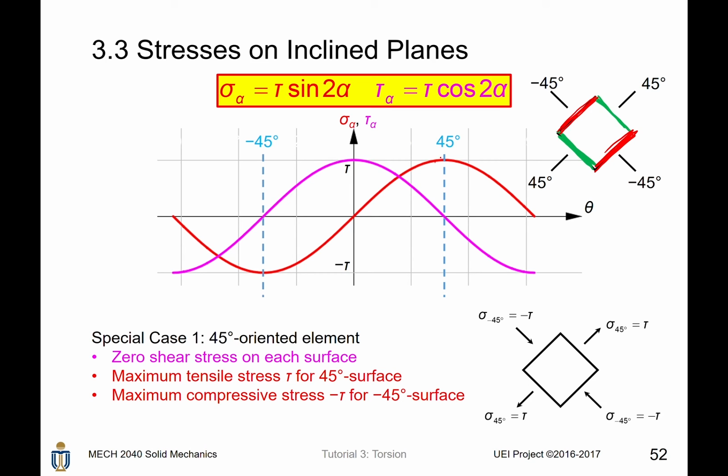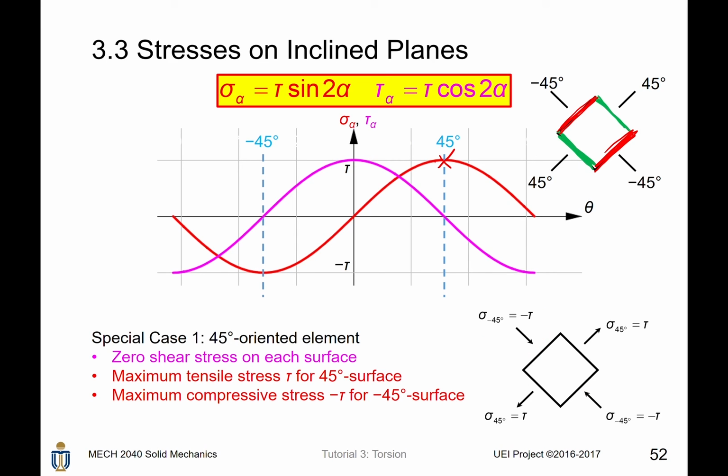On the 45 degree surface, there will be maximum direct stress occurring on those two surfaces, with the magnitude of the shear stress on that surface. For the negative 45 degree surfaces, you have the minimum of the direct stress, which means that for those two surfaces, there will be a compressive axial load acting with the magnitude of the shear stress on that surface, but it carries a negative sign.